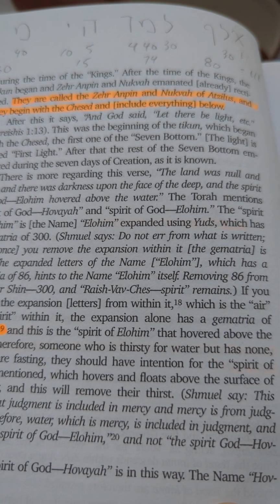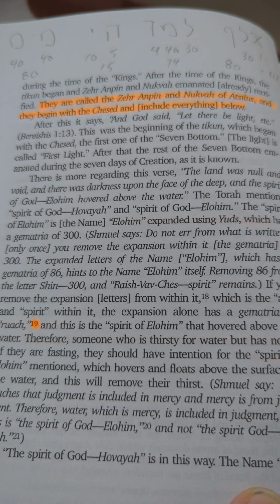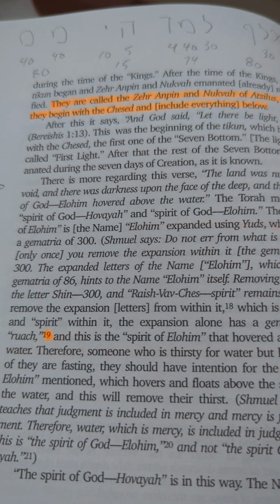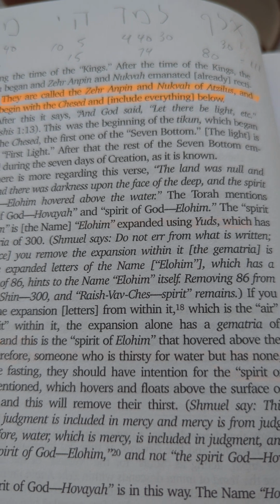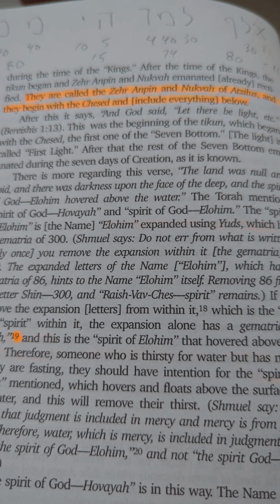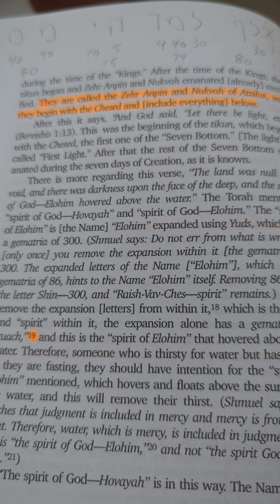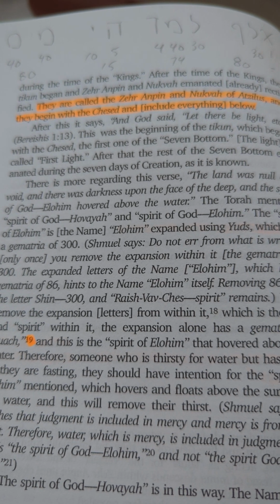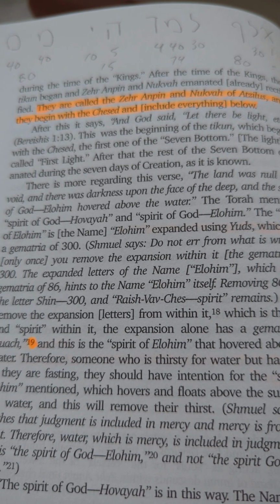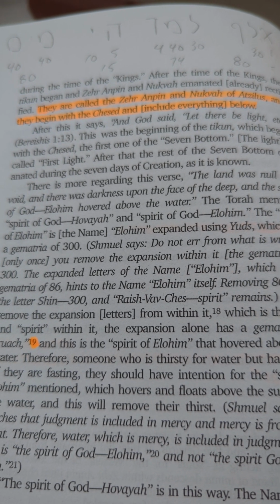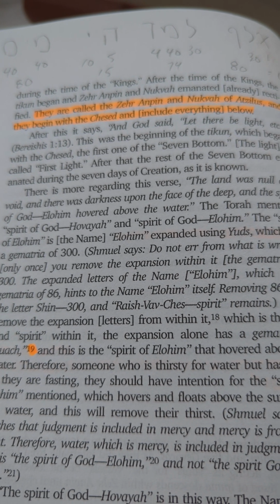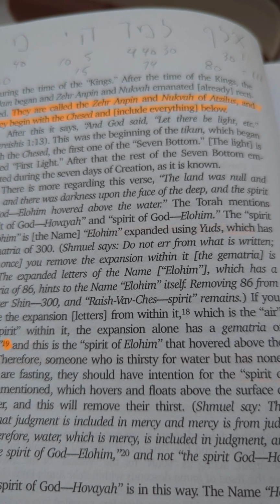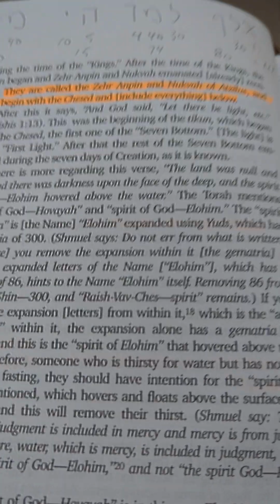There was darkness upon the face of the deep, and the Spirit of God, Elohim, hovered above the water. The Torah mentions the Spirit of God, Havaya, and the Spirit of God, Elohim. So we see that there are different attributes to Hashem. The Havaya is mercy, and Elohim is in the attribute of din. The name Elohim, expanded using the Yuds, has the gematria 300.